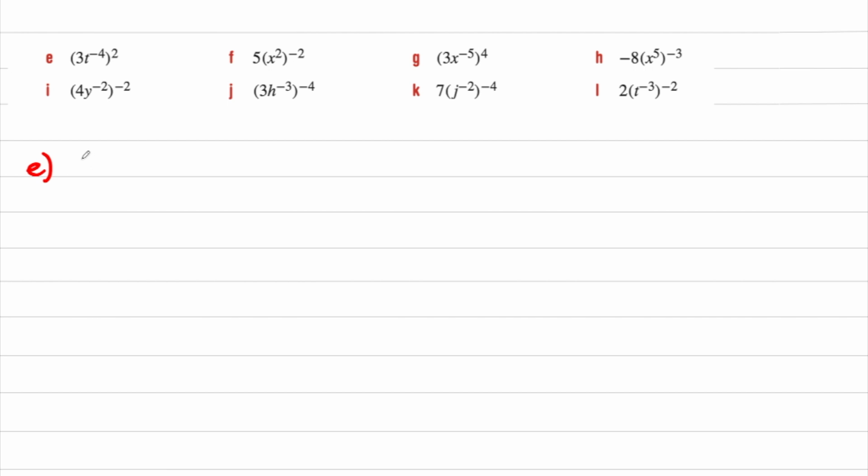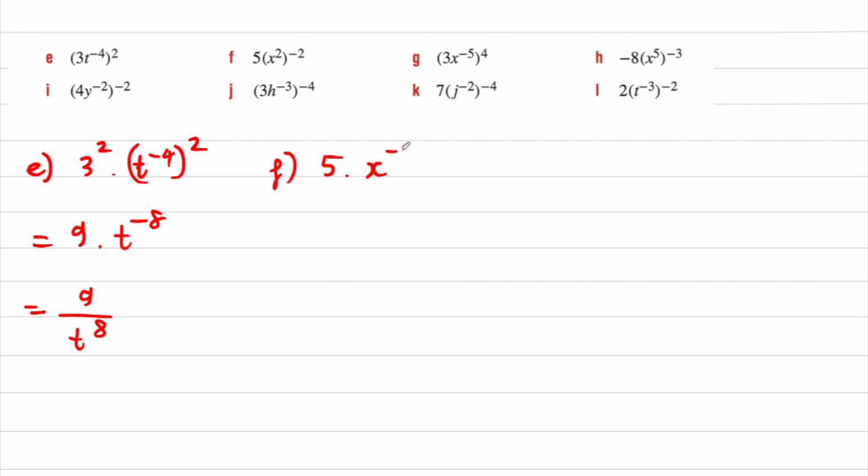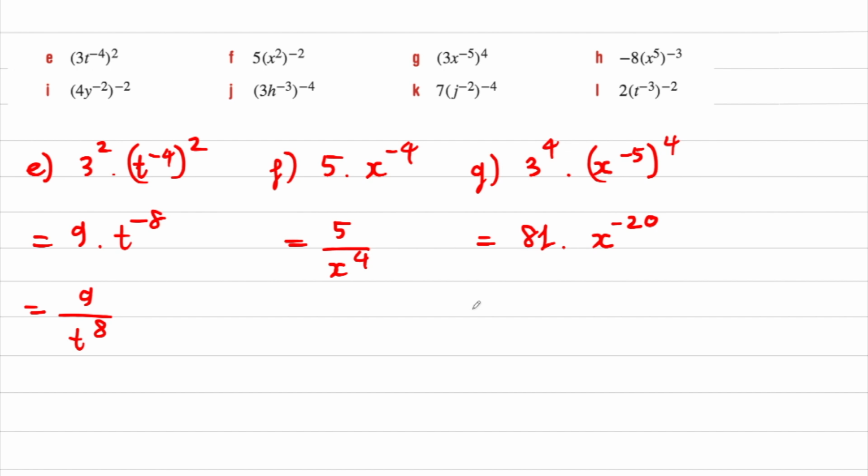Power of a product: 3 squared and t to the power of minus 4, and then square one more time. Here is 9, here is t to the power of minus 8. 9 over t to the power of 8. Question F. 5h to the power of minus 4, and then 5 to the power of h to the power of 4. Question G. 3 to the power of 4 and h to the power of minus 5 to the power of 4 here. This one you've got 81, and here is h to the power of minus 20. 81 over h to the power of 20 like this one.